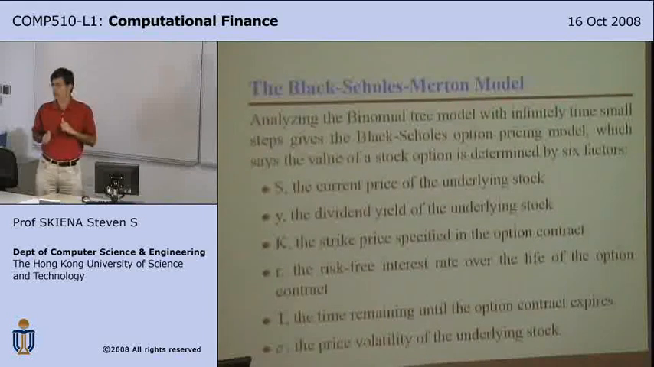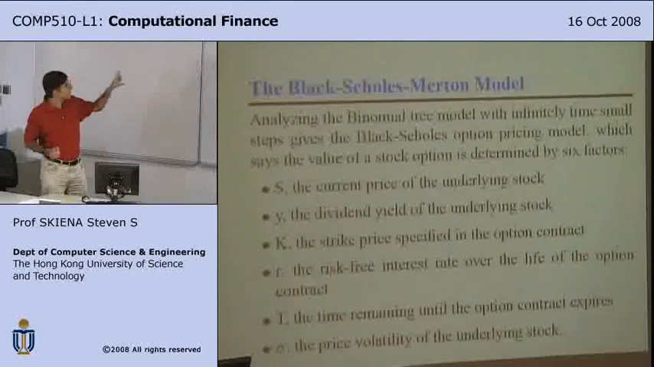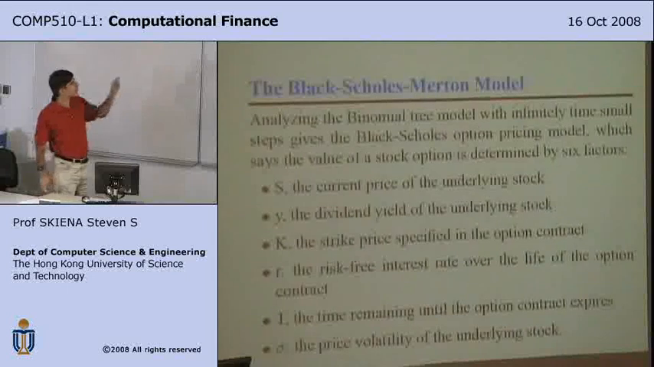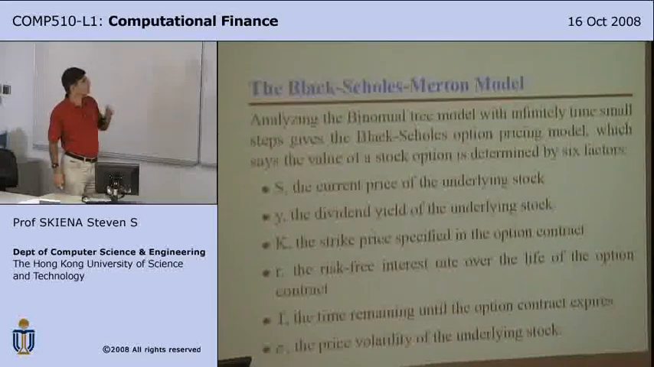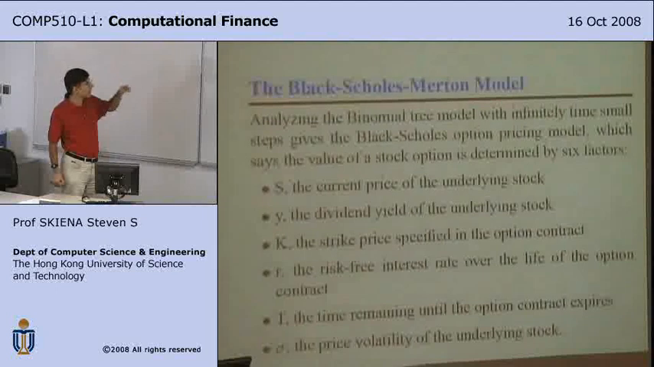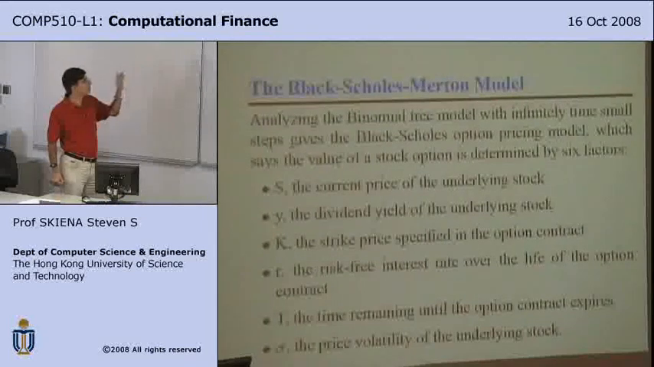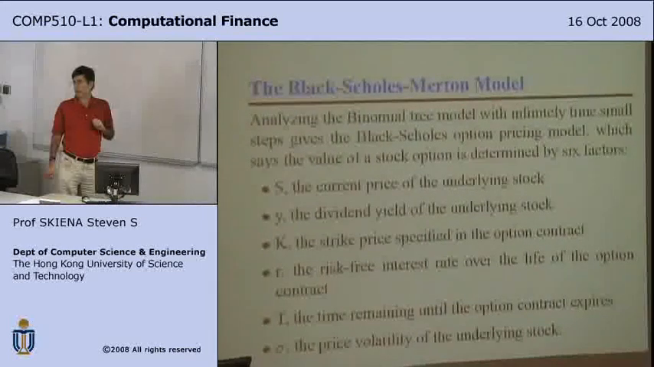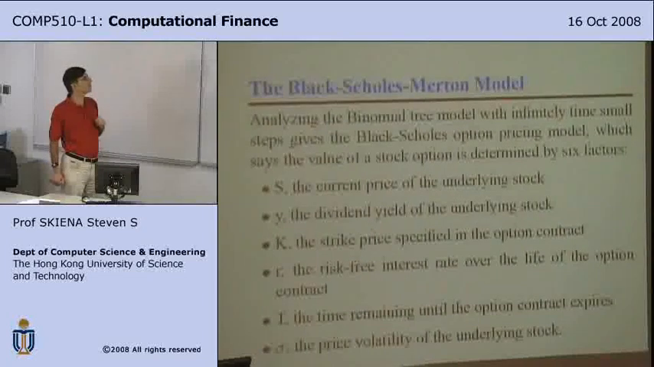You had summations. The Black-Scholes model is a pricing model for options that is based on the following. It's basically a binomial tree model analyzed with an infinitesimally small time step.